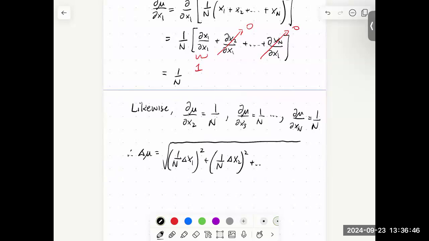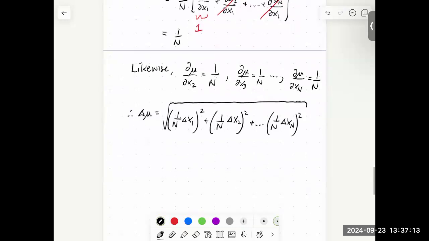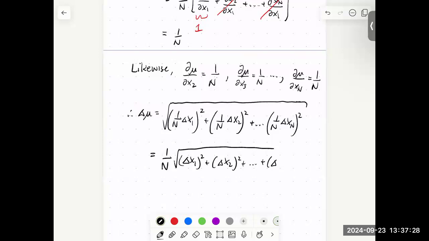Okay, and then it's plus 1 over n delta xn squared. Now, obviously, we have a 1 over n squared in every single term. We could factor that out. So we'd have 1 over n squared times delta x1 squared plus delta x2 squared, and so on. The 1 over n squared I can take out of the square root as just a 1 over n. And so all of this is equal to 1 over n square root of delta x1 squared plus delta x2 squared plus, and so on, plus delta xn squared.